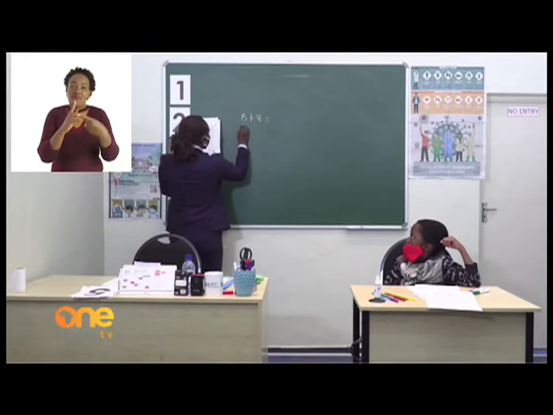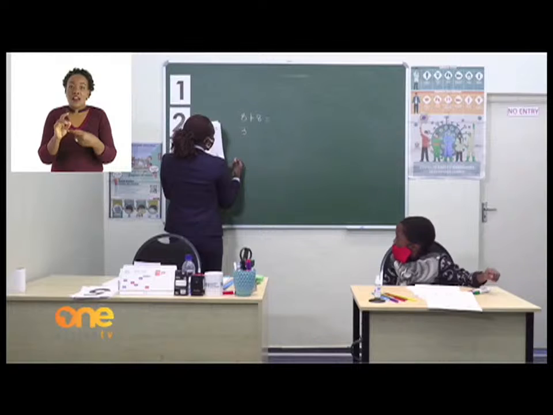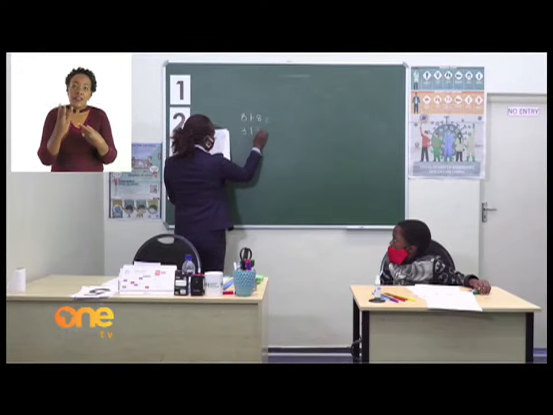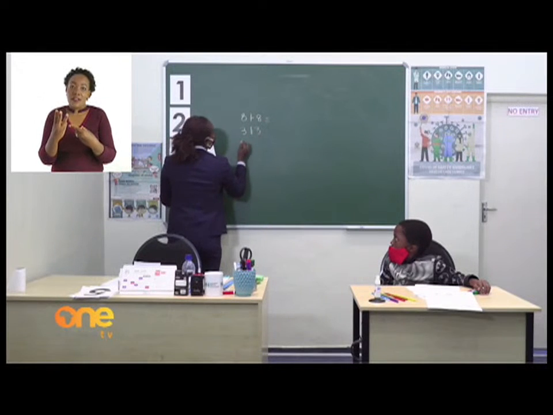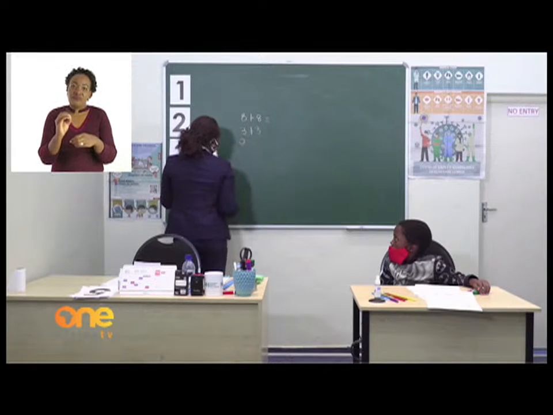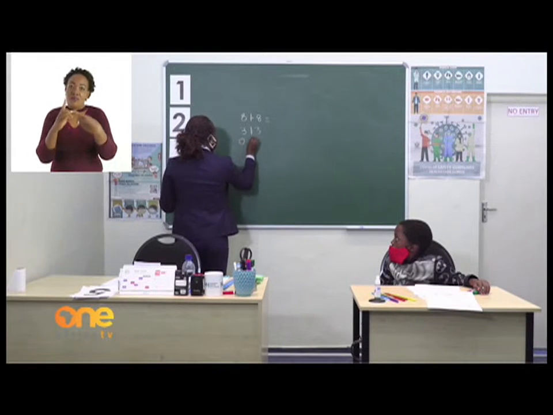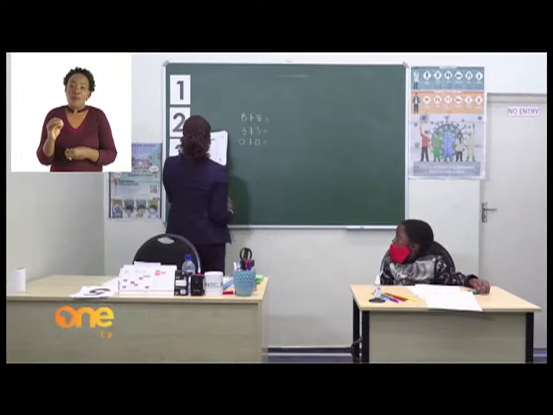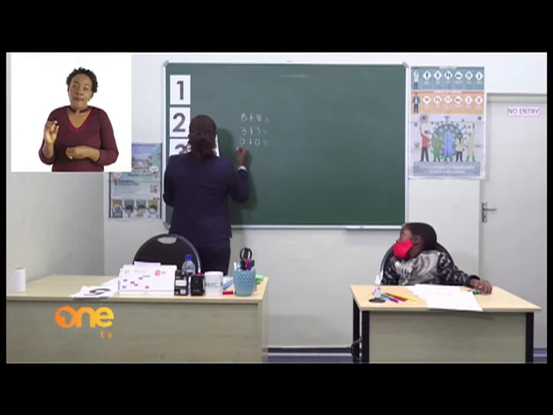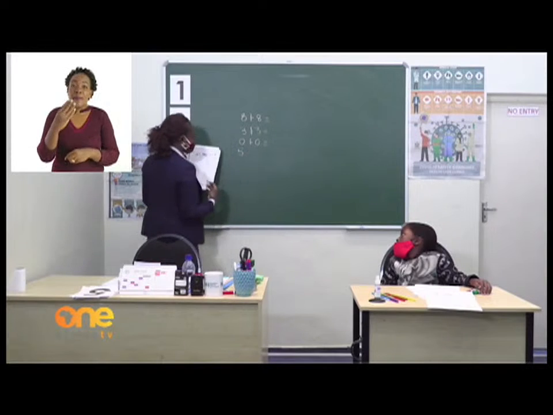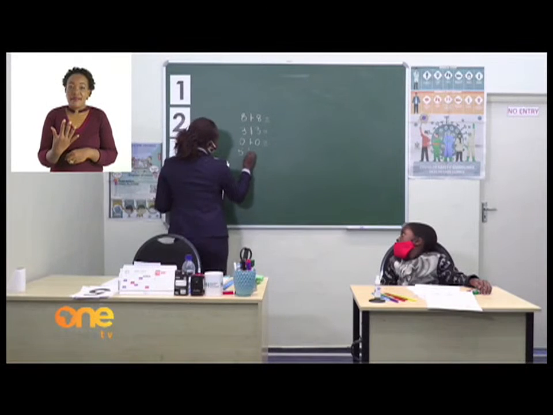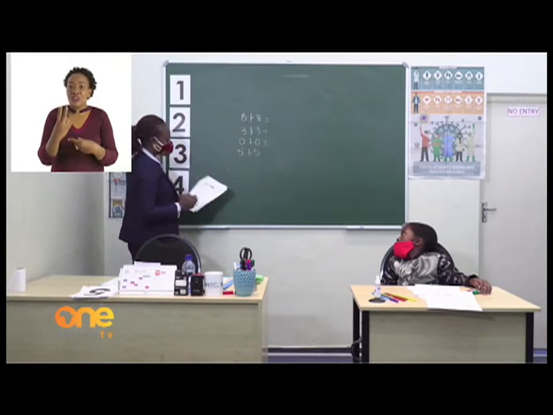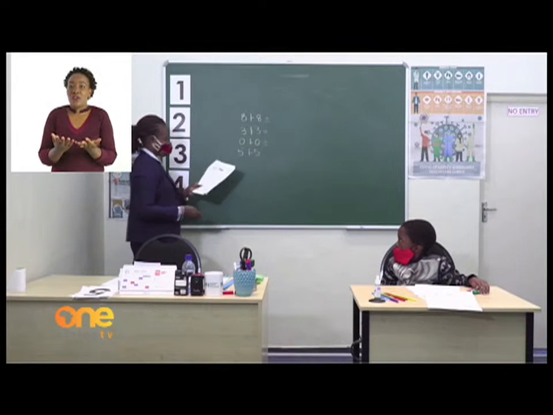Then we have the number 3. It means we must add 3 by itself, so it will be 3 plus 3. Then we have a 0. We also add it by itself, so it's 0 plus 0. Then we go to the number 5. Here we say 5 plus 5. Now I'm going to show you the correct method of doubling for grade 2s.